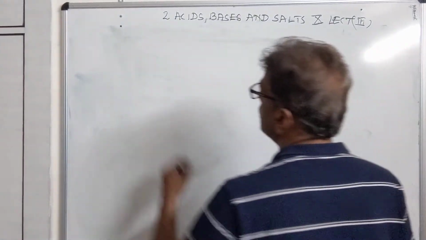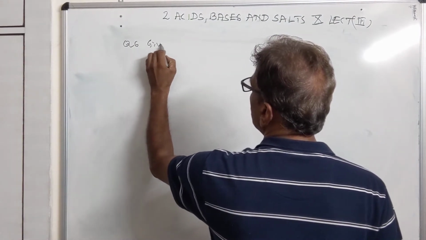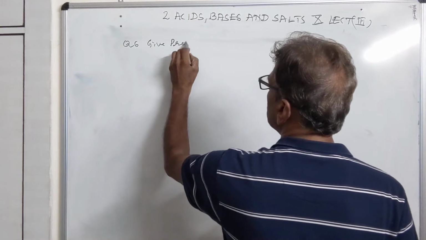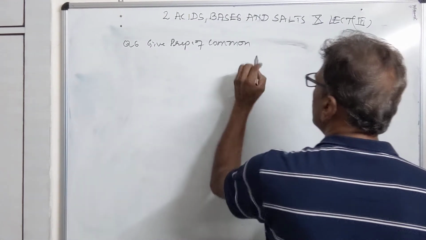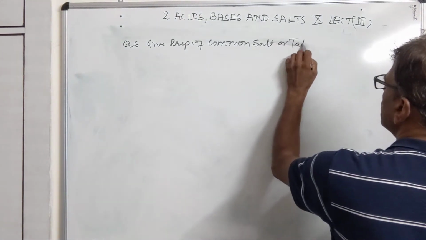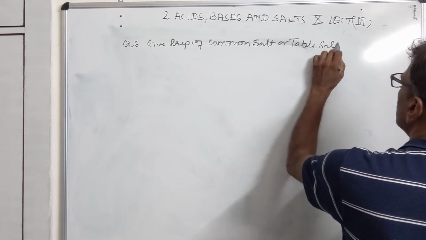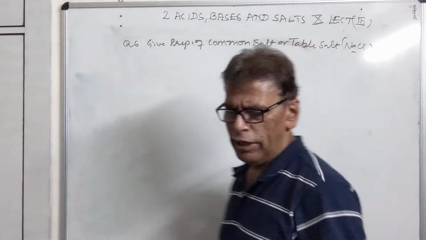Our question is, give preparation of common salt. It is also called as table salt. Formula is NaCl. How it is being prepared?